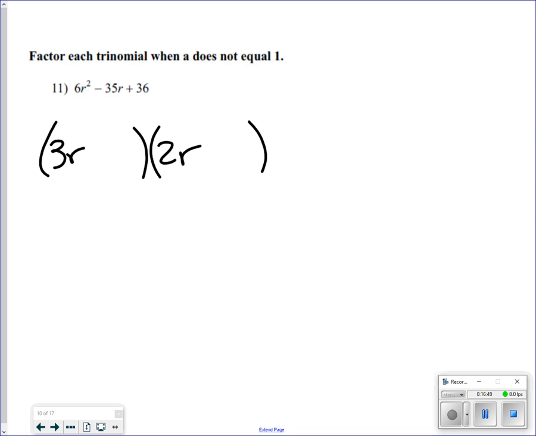Sorry about that. It might have been a little interruption there because somebody knocked on the door. Two things that'll multiply to be 36.